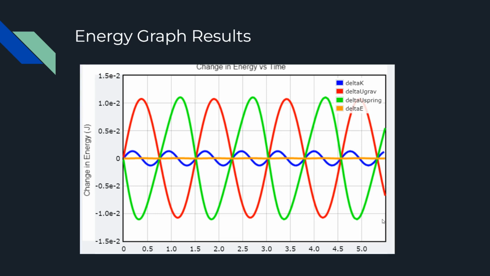The results from the energy graph support the energy principle, showing that total energy, the orange line, remains constant since there are no surroundings, while the other three values are oscillating. As the mass slows down over time, the kinetic energy decreases, which is consistent with the graph showing decreasing peaks and troughs. The spring potential and gravitational potential energies are inversely related, oscillating in opposite directions.